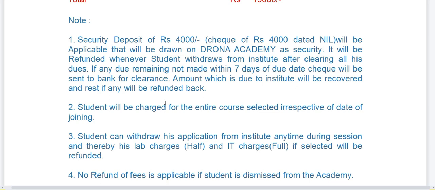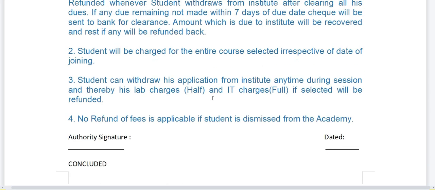Next, a student will be charged for the entire course, irrespective of the date of joining. So, it is self-explanatory. Then third point, a student can withdraw his application from the institute anytime. After paying the admission fee and enrolling, if you do not feel comfortable with the teaching of Drona Academy or any aspect, you can definitely withdraw anytime. At that time, half of your lab charges will be refunded, and IT charges will be fully refunded. No refund of fees is applicable if a student is dismissed from the academy.